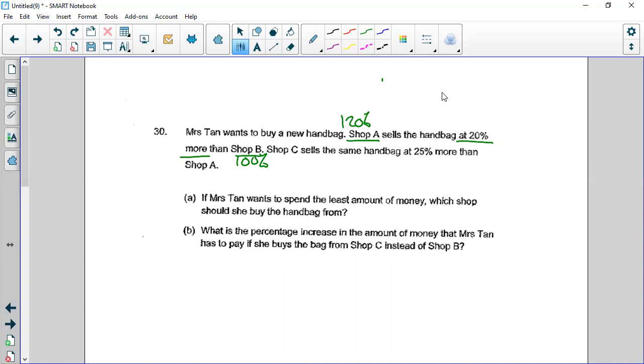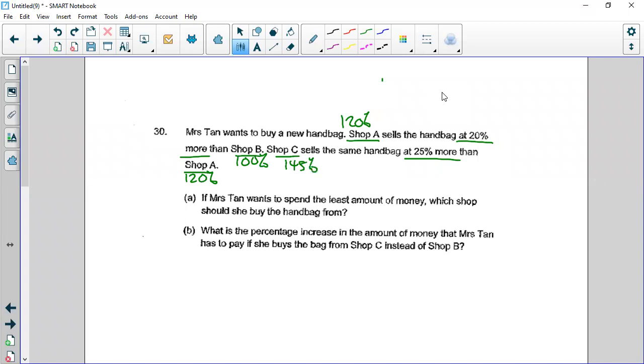And then look at the next sentence. Shop C sells the same handbag at 25% more than shop A. Did anybody put down shop A is 120% and shop C must be 120 plus 25? Did anybody do that? Means your shop C is 145%.